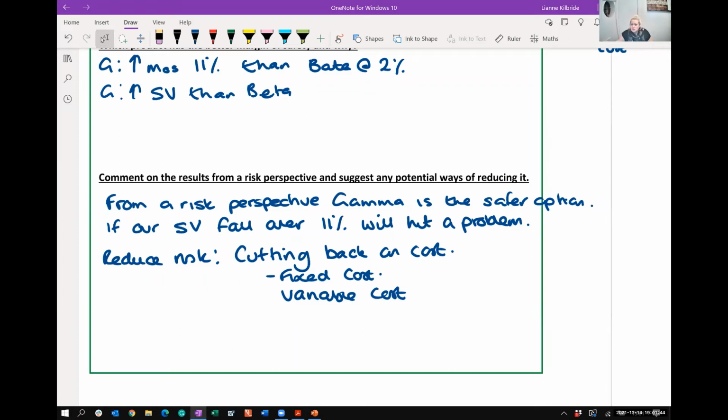A question's come through asking, would increasing sales volume help improve margin of safety? Yes, it would, but you can only increase sales volume by attracting the customer. You can increase production volume, but how do you know the sales volume is going to be what it is? You've got a budget for it. This is why you look at trends. We could look at increasing sales volume, and we could look at increasing sales price.